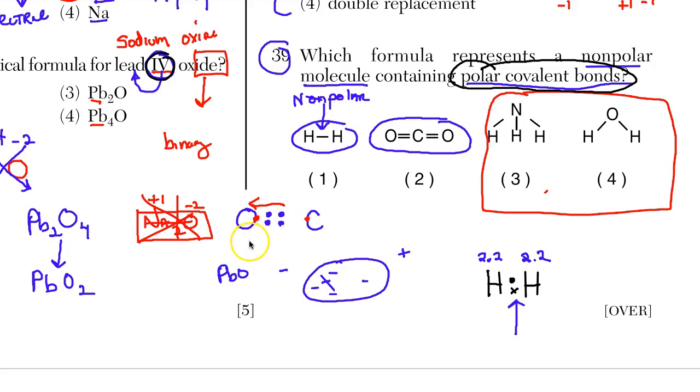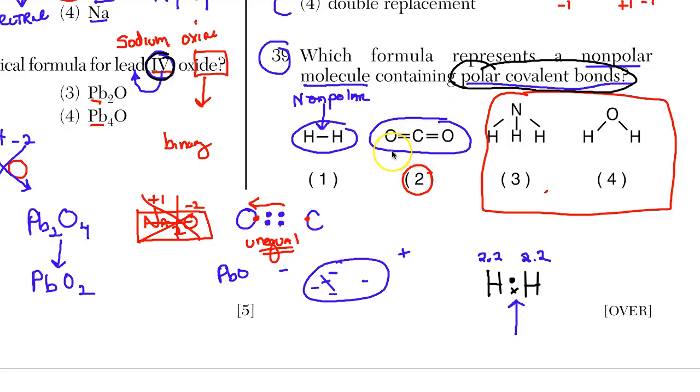So it's unequal sharing, and sometimes they ask for which one is unequally shared, and that creates an electron-rich area on this side of the bond, and polar means having differences. So 2 is the answer.